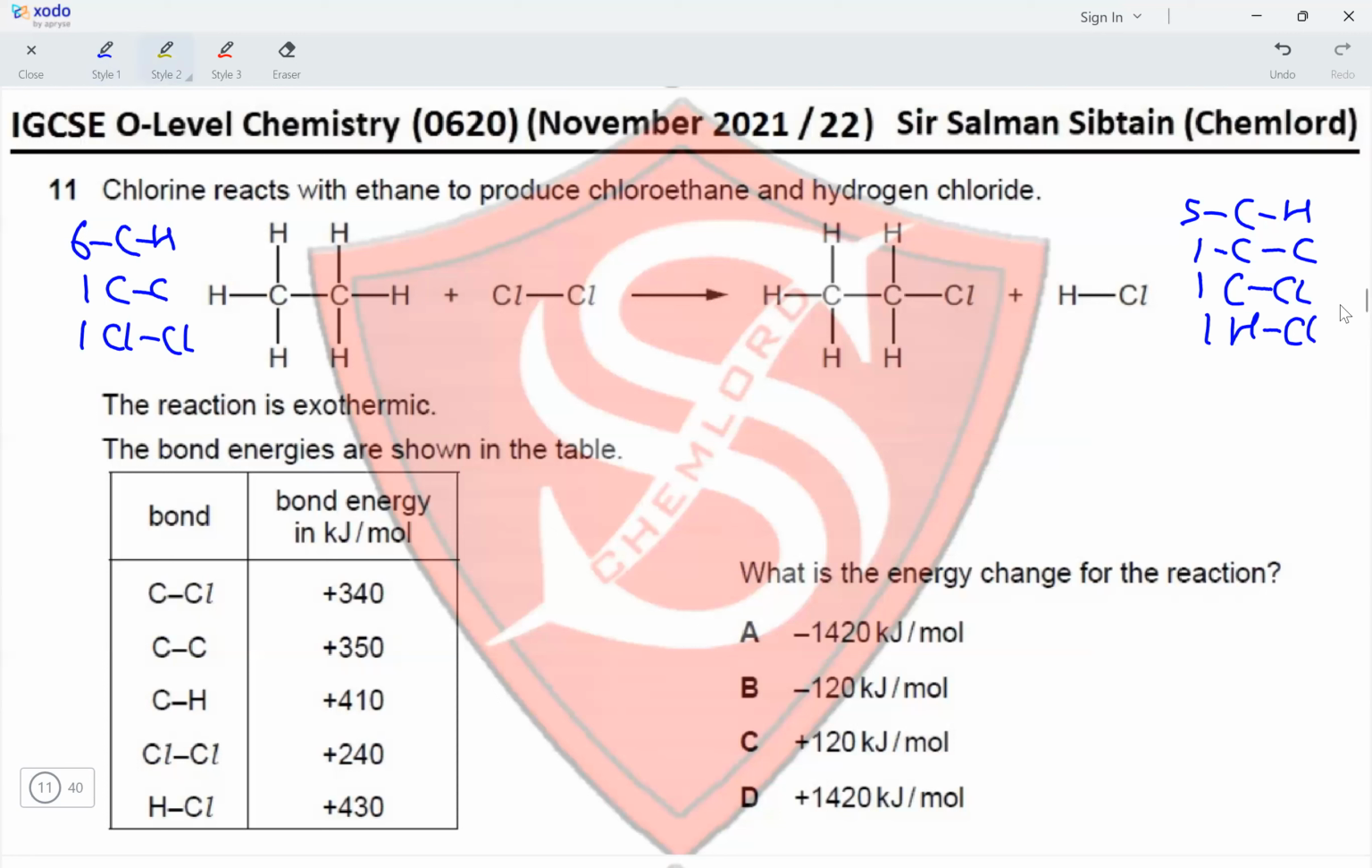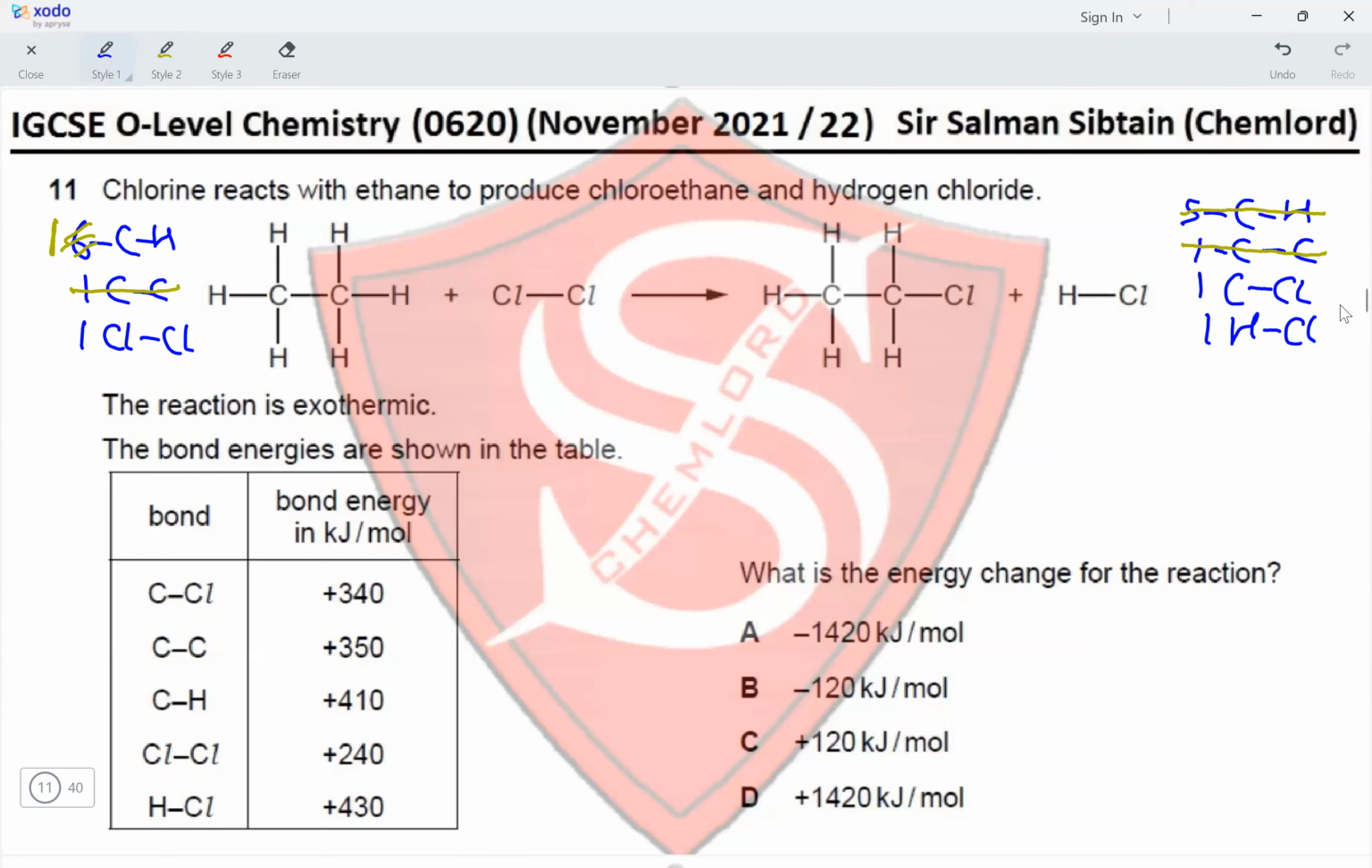Since we have got 6 carbon-hydrogen single bonds on the reactant side and 5 carbon-hydrogen bonds on the product side, we can eliminate 5 from each side. So this gives us one remaining carbon-hydrogen bond on the reactant side. There is 1 carbon-carbon single bond on the reactant side and 1 carbon-carbon single bond on the product side. So this gets eliminated as well. So now we are left with 1 carbon-hydrogen bond on the reactant side and 1 chlorine-chlorine bond on the reactant side. And on the product side, we are left with 1 carbon-chlorine single bond and 1 hydrogen-chlorine single bond. Now let's perform the calculation.